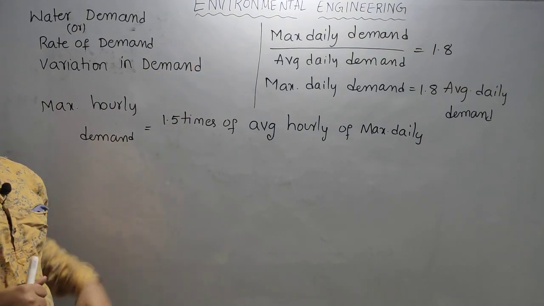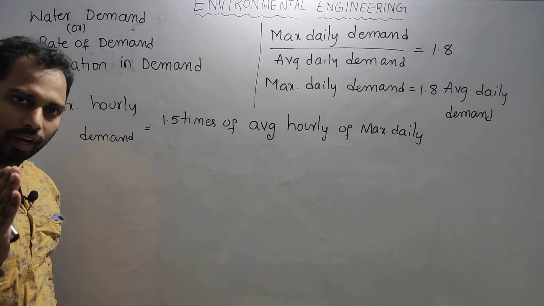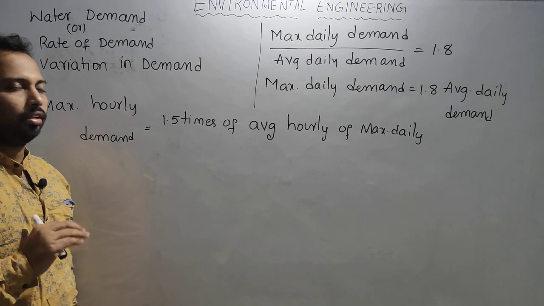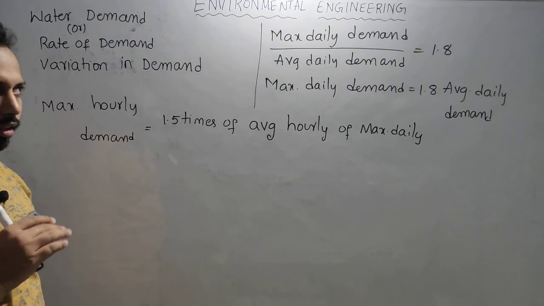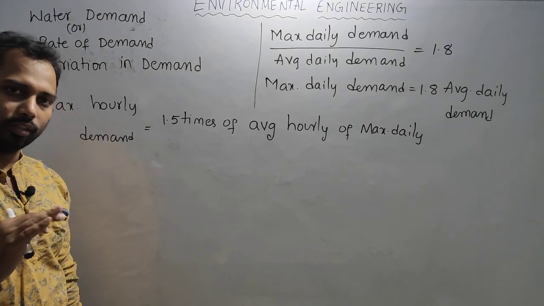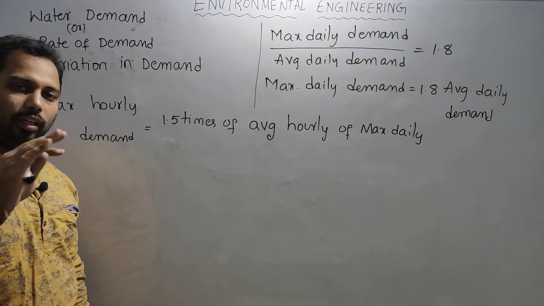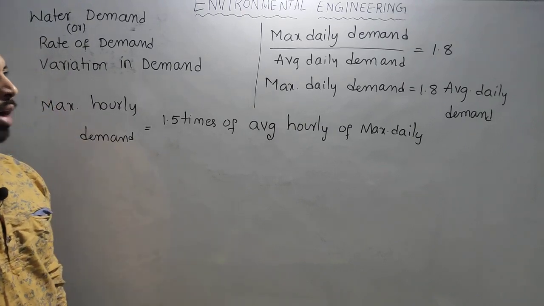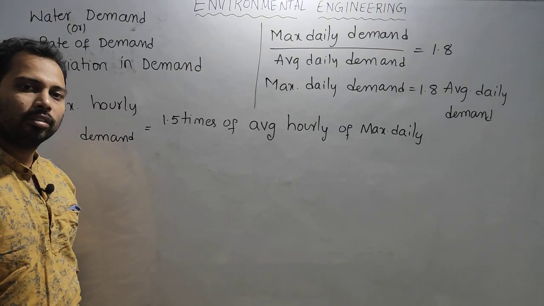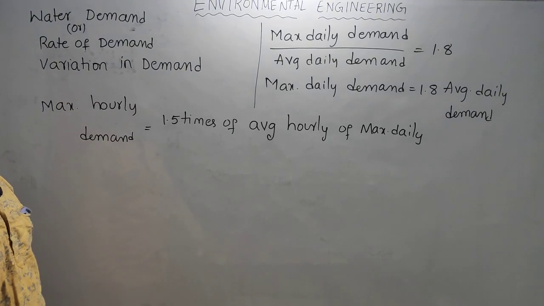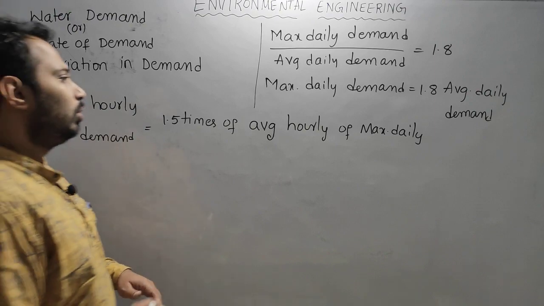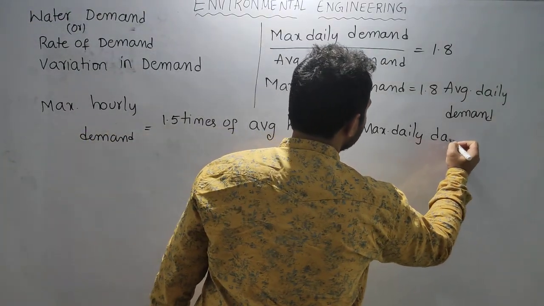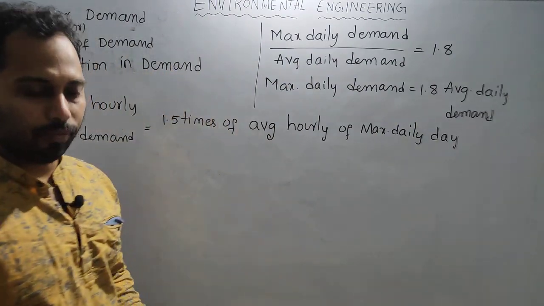What is maximum daily? If you take a month, 30 days are there. First day, some value of 10 LPCD is there. Second day, 15. Third day, 30. Fourth day, 50. Sixth day, again 40. Likewise, it is increasing and decreasing, and one day you got the maximum, that is 50 LPCD. On that day, there is also fire demand. So that is the maximum daily day.